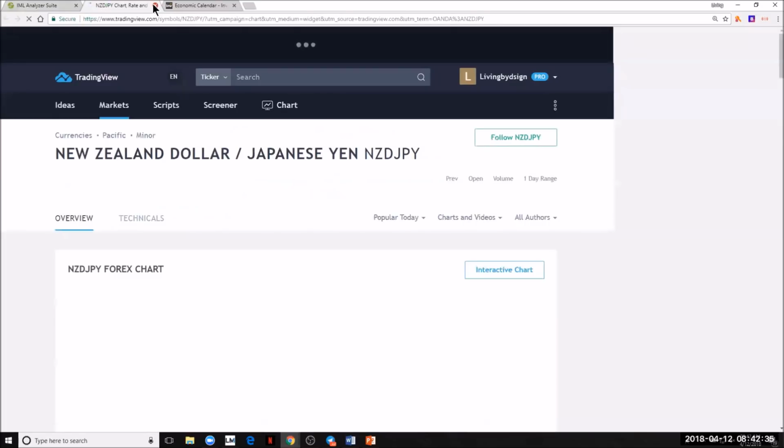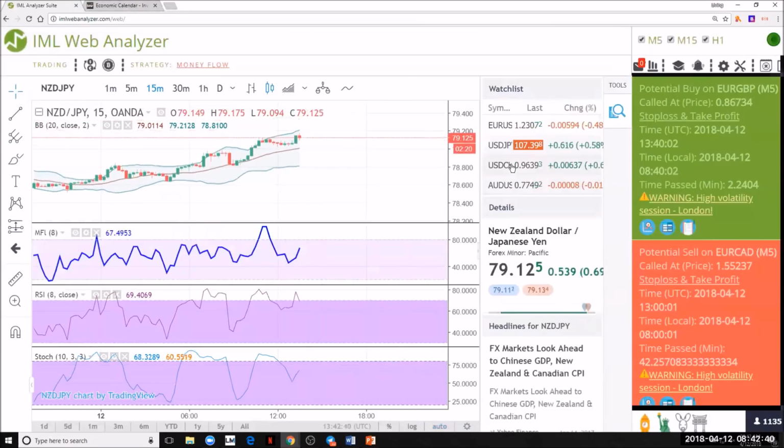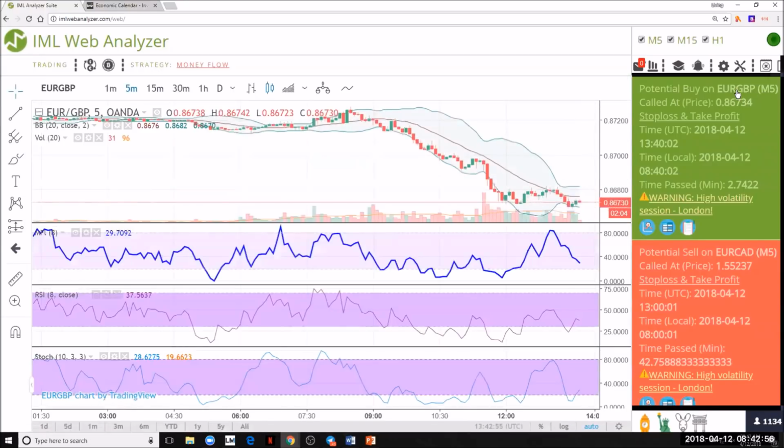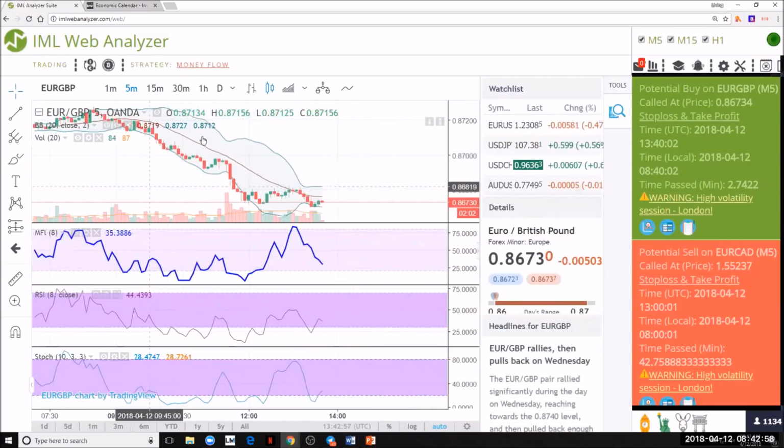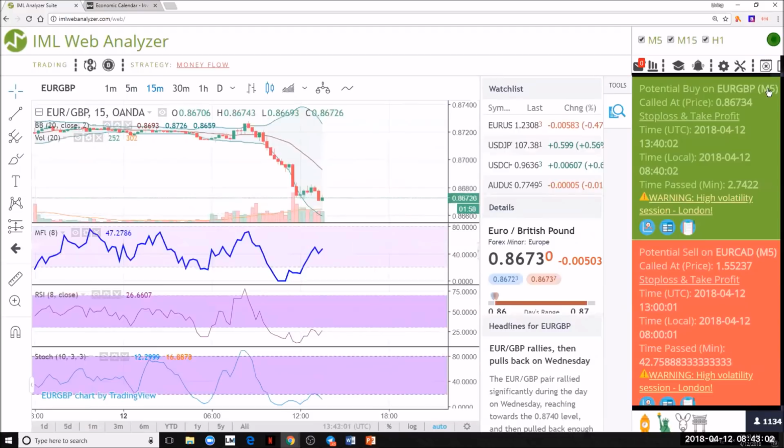Didn't mean for that to happen. Let me close that. There we go. All right, so here's what we want to do. I'm going to take the last cha-ching that we got in the web analyzer, and as you can see, it's EUR GBP, and it was on the M5. Now, with the money flow, I use it on the 15. So it doesn't matter what it's called on here, you're going to want to switch it to the 15.